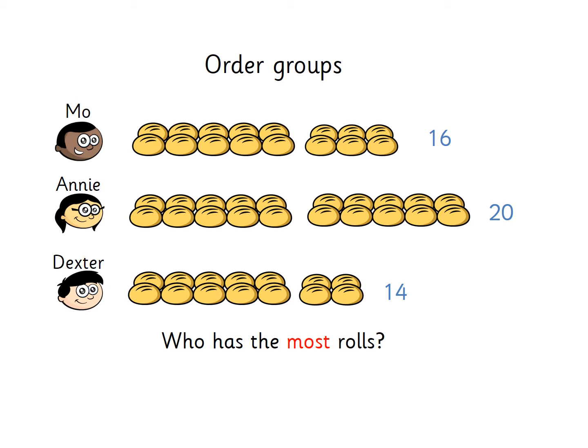So who has got the most rolls? Well done, it's Annie. She's got 2 lots of 10, which is 20, so she's got the greatest amount, okay? Who has the least amount of rolls then? Who's got the least, the smallest number? Well done, it is Dexter.